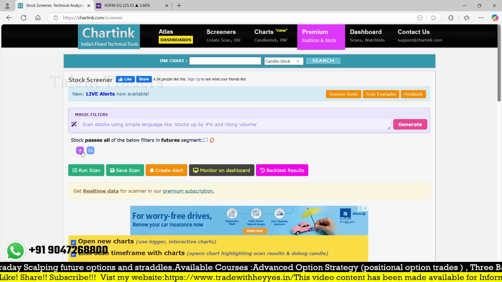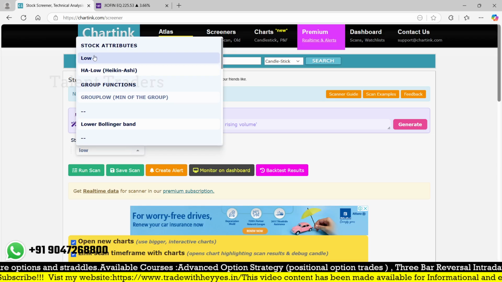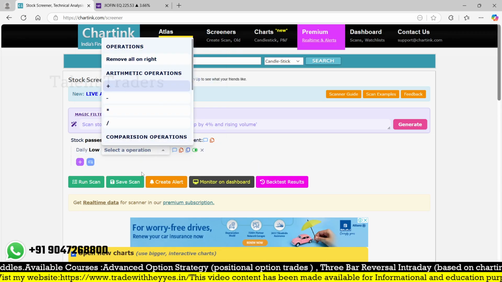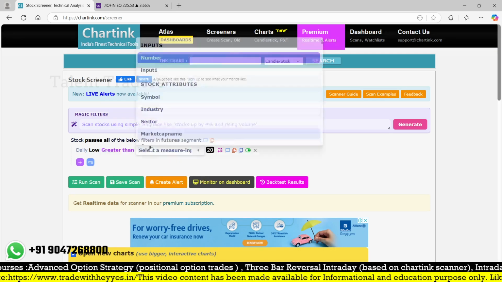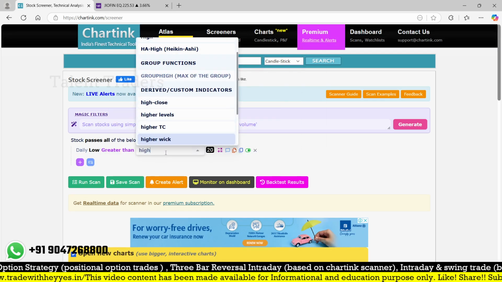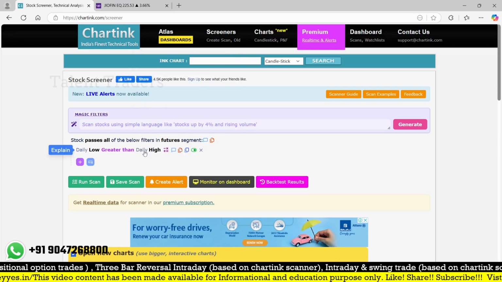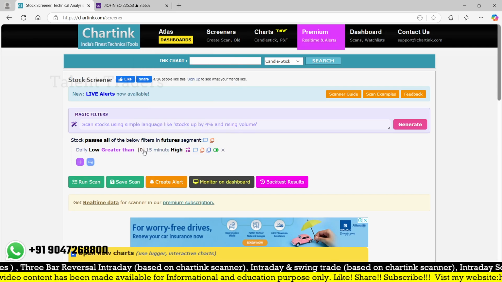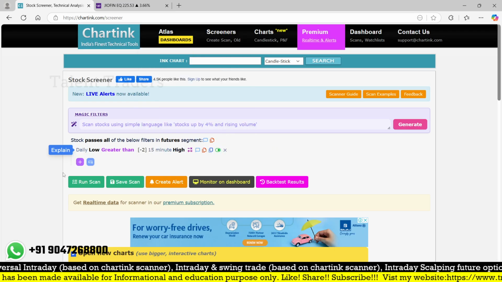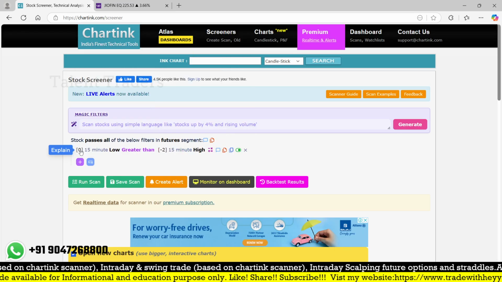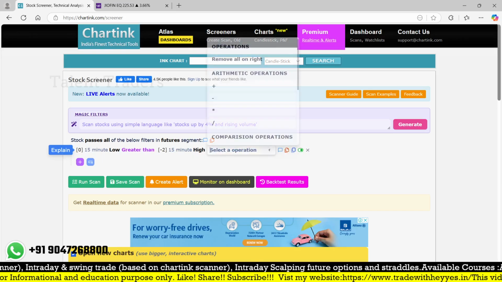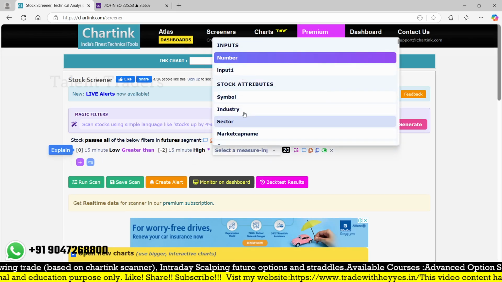The low of the first 15 minutes must be greater than, sorry, yeah, it must be greater than the high of 15 minutes 2 candles ago, minus 2 15 minutes. Still we have to add one more condition here into number.